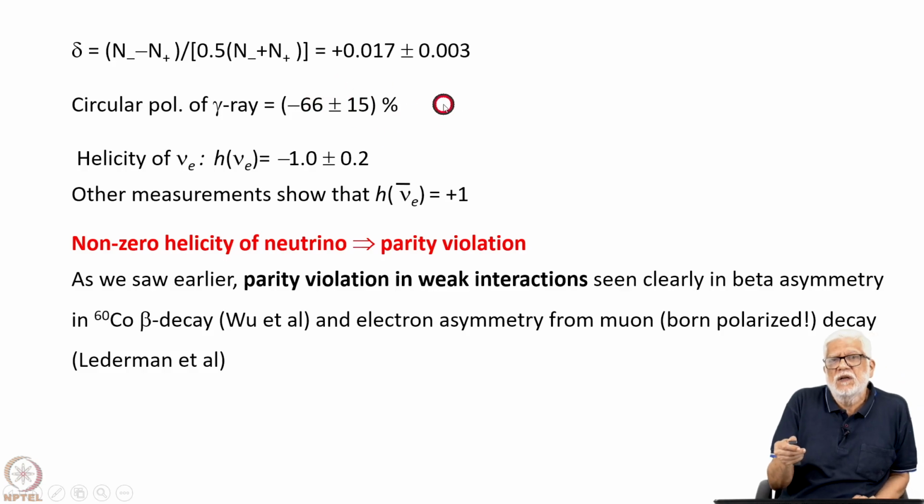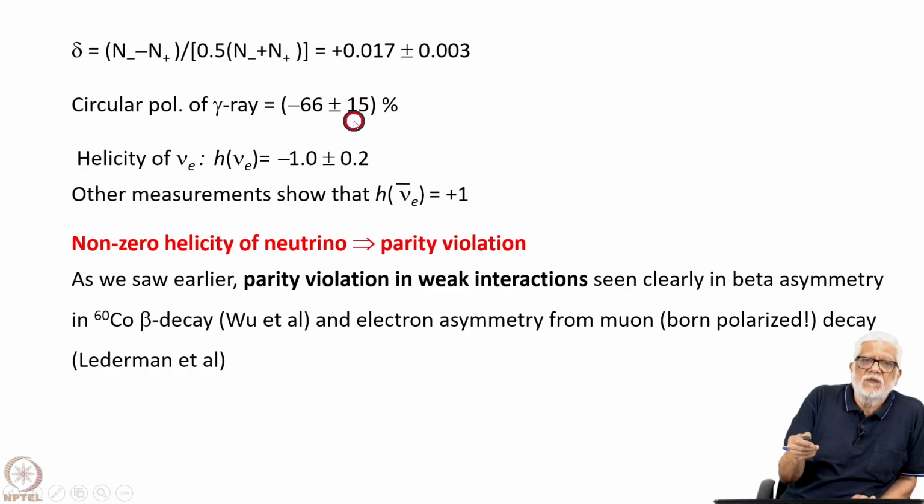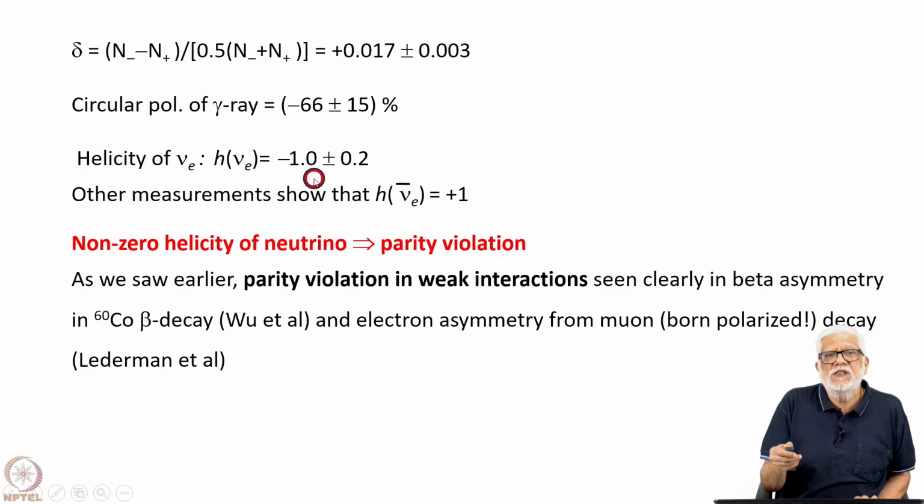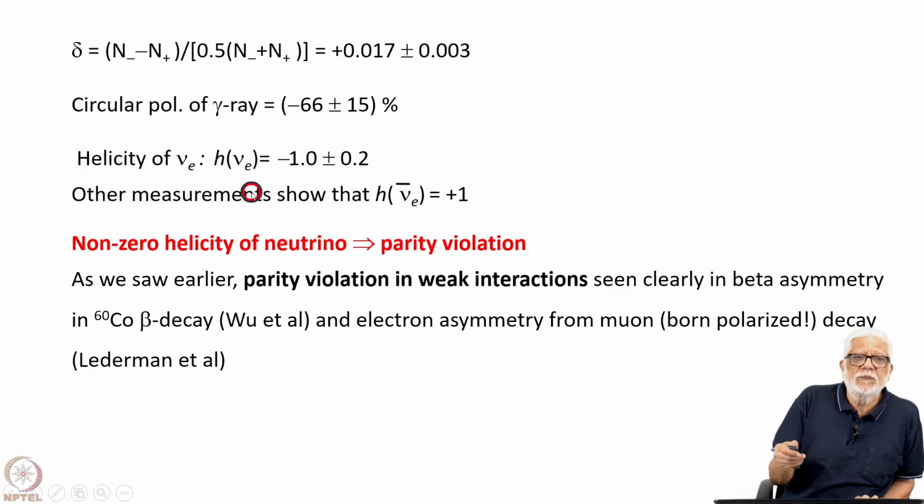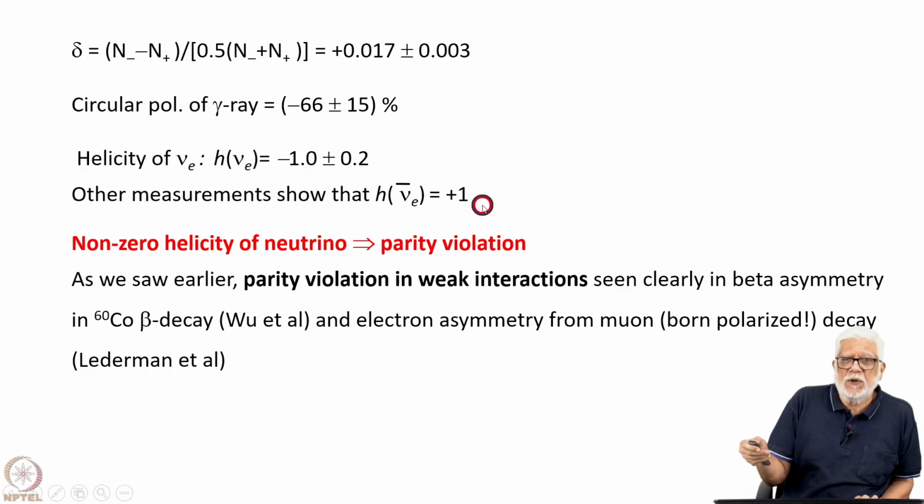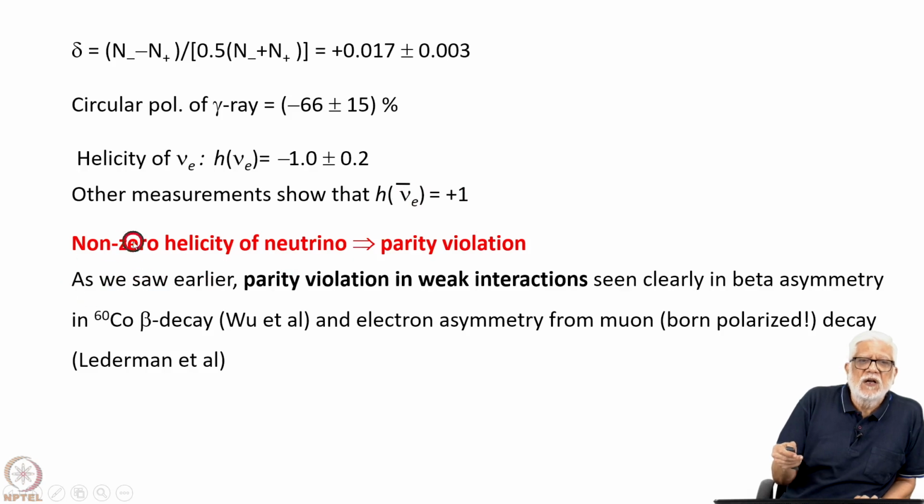So this is an error which is about 1/4 of what is measured, and so they concluded that the helicity of the neutrino is -1 plus minus 0.2. Okay. Other measurements which involve beta minus decay, slightly more indirect, have also shown that the helicity of the anti-neutrino is +1 within error bars. As I already said, the non-zero helicity indicates parity violation, but this was the first direct measurement of the helicity of the neutrino, a beautiful measurement.